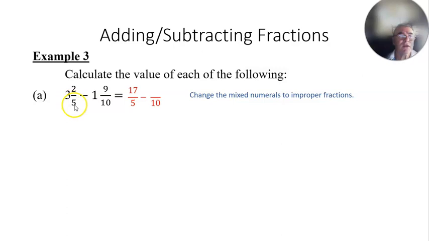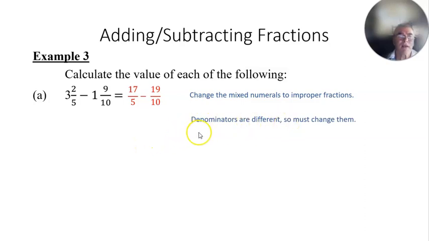at a previous video. So what I do is I take the denominator, multiply it by the whole number, so 5 3s are 15, and then add the numerator, gives us 17. So 3 2/5 is the same as 17/5. And with the second fraction, 10 times 1 is 10, plus 9 is 19. So we get 17/5 minus 19/10.